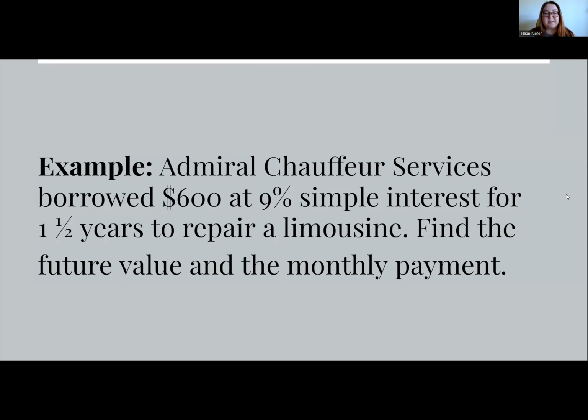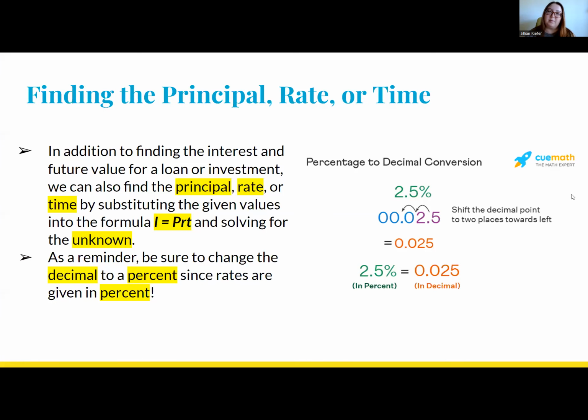All right, so we wrapped up this example. Moving on, we want to be able to find the principal, the rate, or the time. So now we're going to work in a different kind of way. In addition to finding the interest and future value of a loan or principal, we can also find the principal, the rate, or the time by substituting the given values into the formula interest equals principal times rate times time and solving for the unknown. So let's say, for example, you don't know the time, but you know the interest, the principal and the rate. You could plug all those values in and then be able to solve for time, because that's the only unknown that would be left.